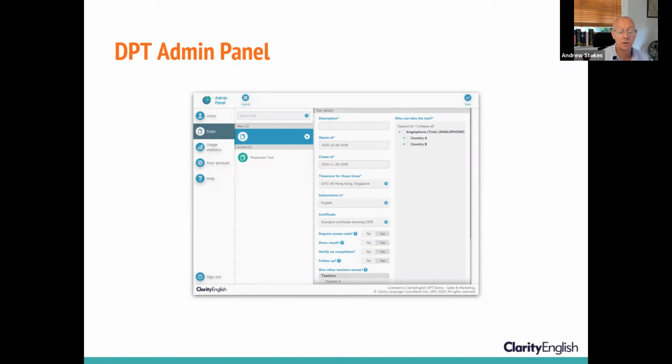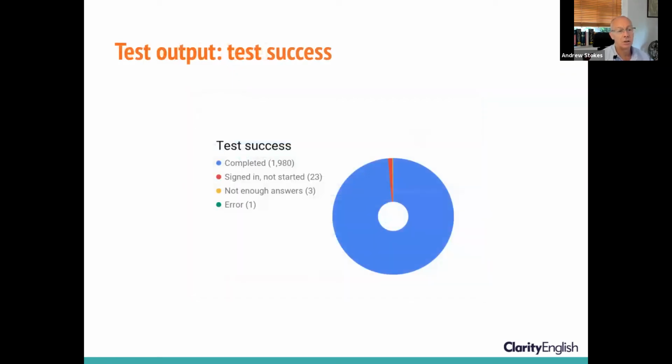Let's move on now to test output and what we can do with it. First of all, and most importantly, GTC got exactly what they wanted. In terms of operations, the test was successful, as we can see here on the next slide. 2,007 candidates took the test.